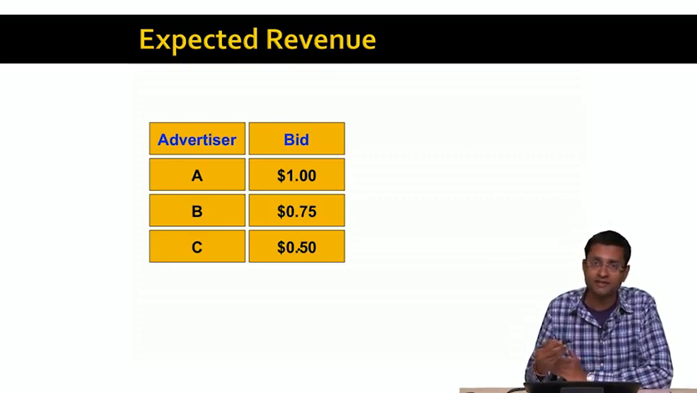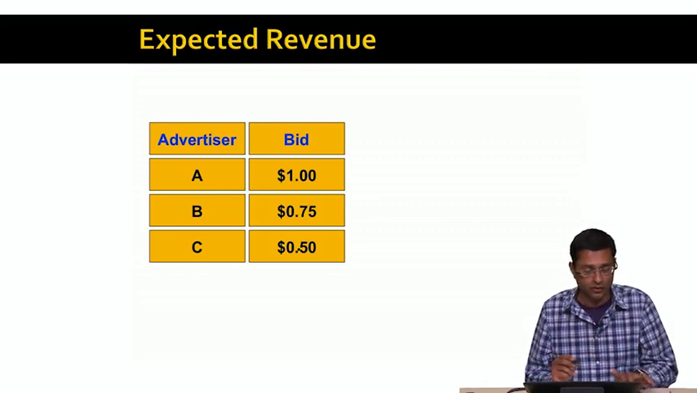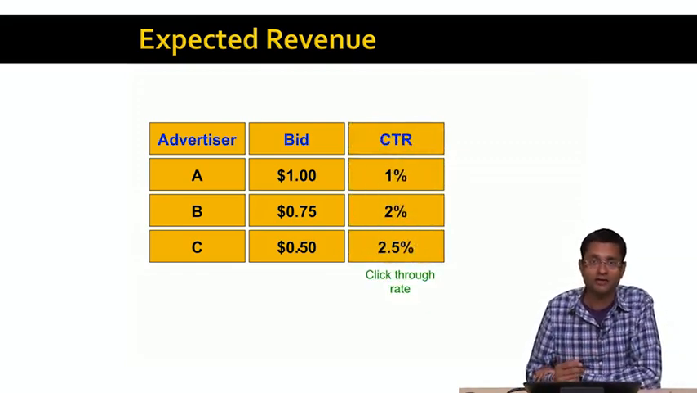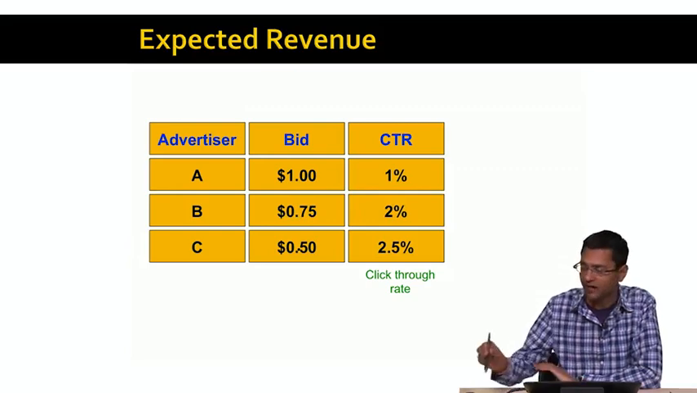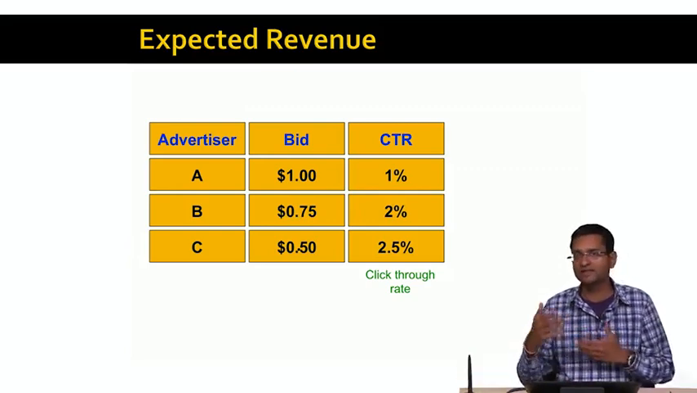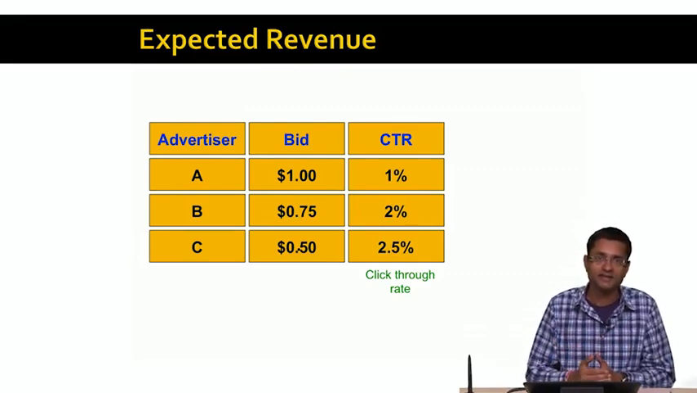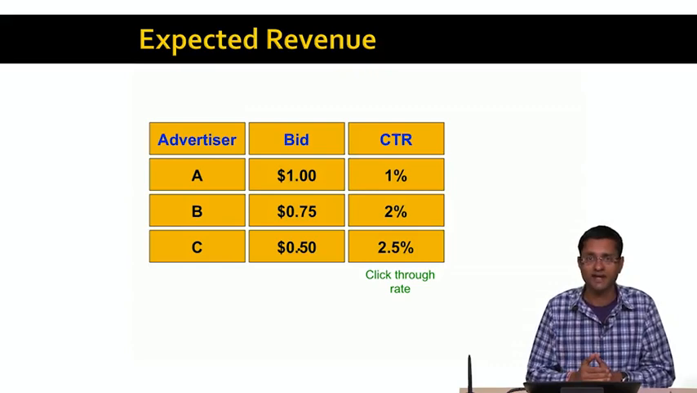ads behave very differently in terms of how they get clicked. So what we should instead measure is something called the click-through rate of each ad. Now suppose, on average, let's say we show all these ads many times and measure how often they are clicked. Let's say advertiser A's ads are clicked 1% of the time, B's ads are clicked 2% of the time, and C's ads are clicked 2.5% of the time, right?